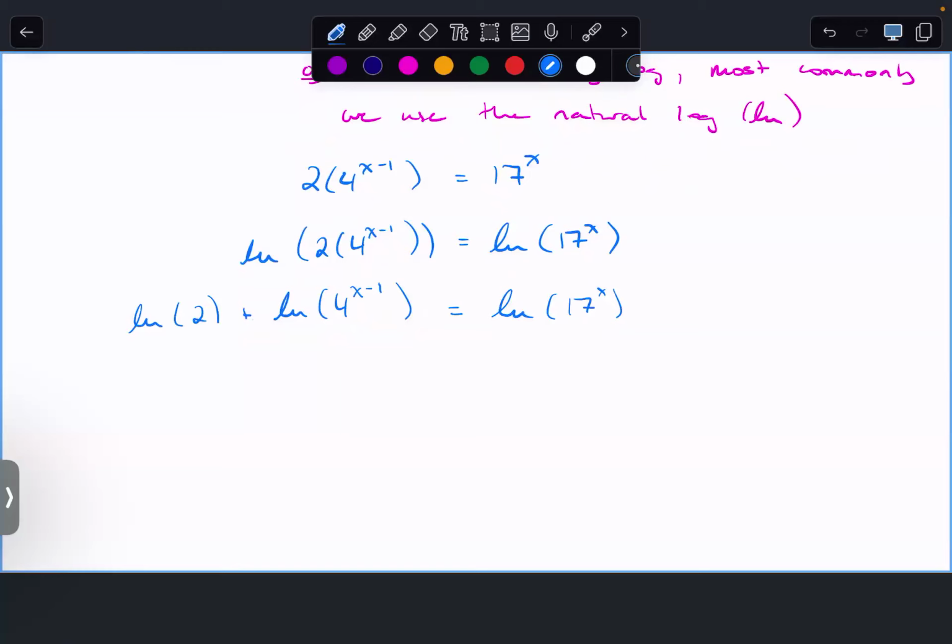teasing these apart. And as you get more comfortable, you would probably start to also bring down the powers in the same line, right? But for now, I'll do it on the next line. The log of 2 plus x minus 1 times the natural log of 4 is x times the natural log of 17.